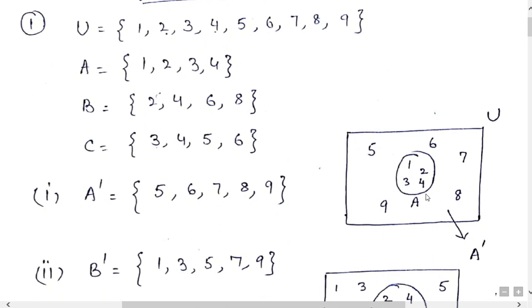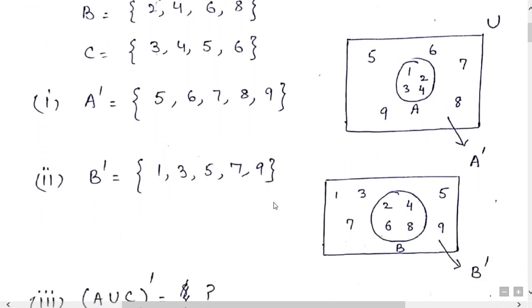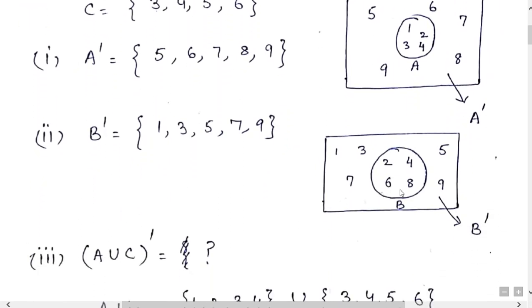I represent this content also using a Venn diagram. It's a set A and the outside elements are represented by A complement. That's why the answer is 5, 6, 7, 8 and 9. And in B complement, the elements of B are 2, 4, 6 and 8, and the outside elements in the universal set but not in B are 1, 3, 5, 7 and 9. That's why B complement is 1, 3, 5, 7 and 9.